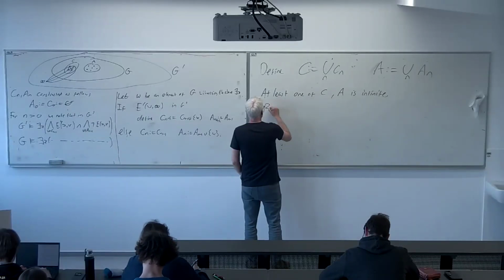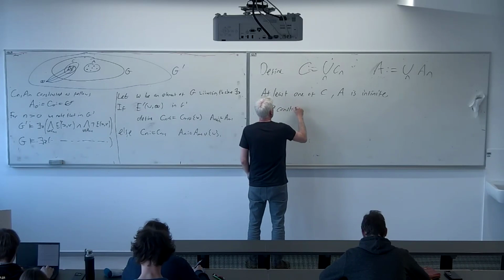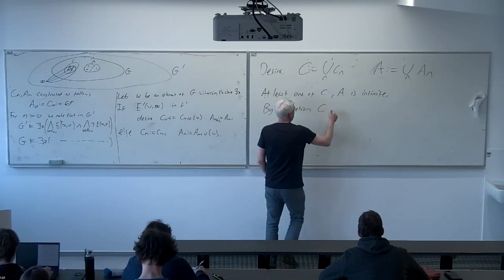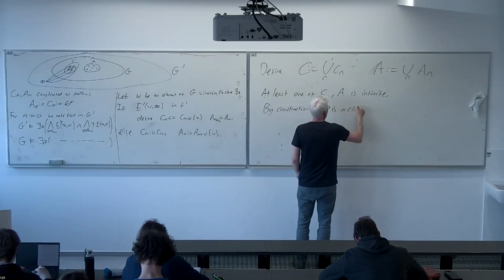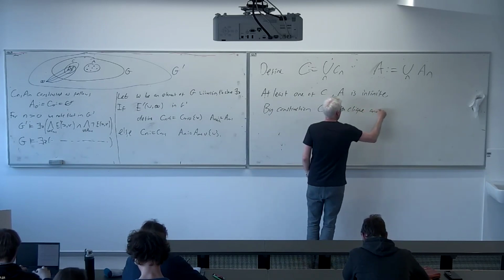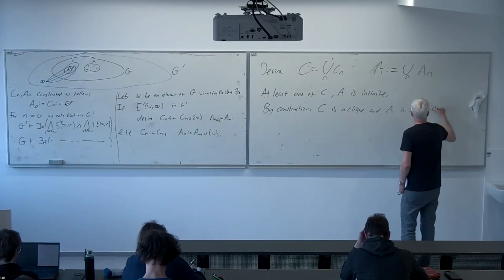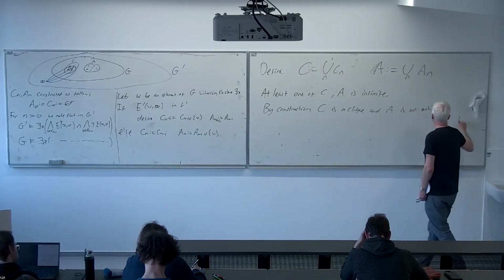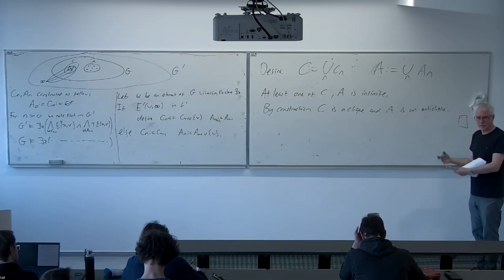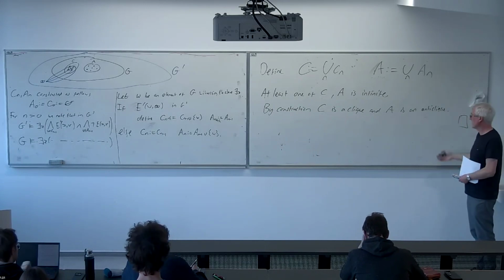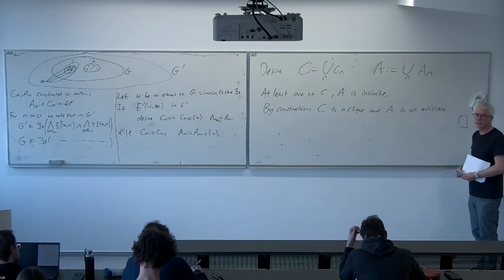So by construction, C is a clique, whether or not it's infinite, and A is an anti-clique. At least one of them is infinite, so any infinite graph which we started with has either an infinite clique or an infinite anti-clique.